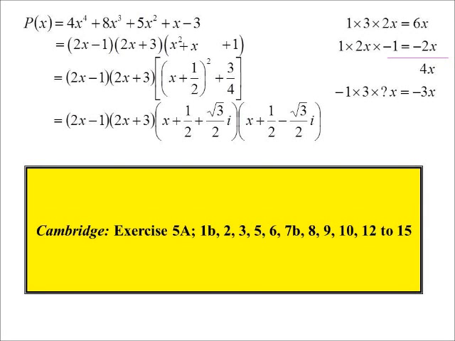Alright, so the Cambridge exercise, 5A. Welcome back. Hope you had fun on your assessments. I'm sure you did.